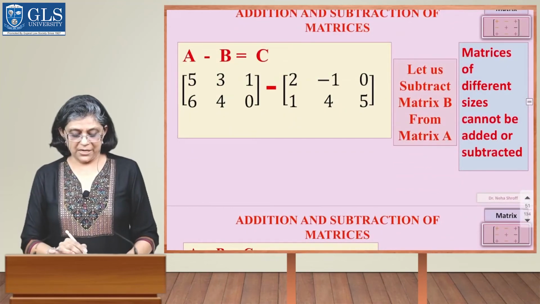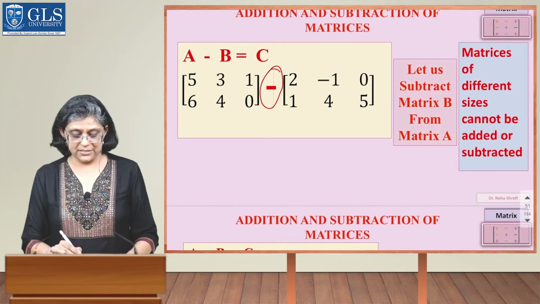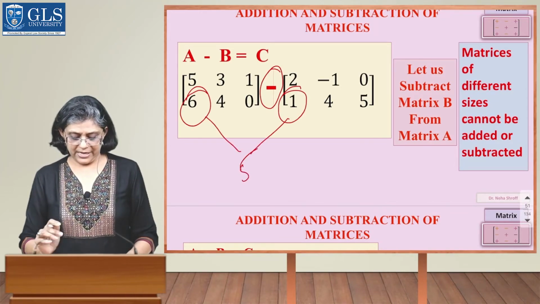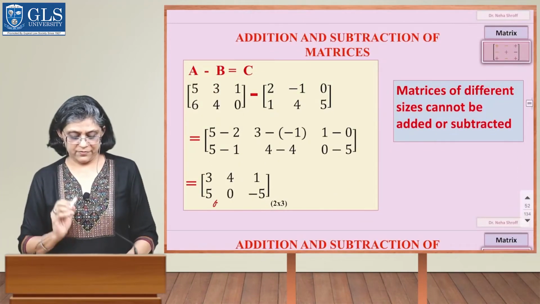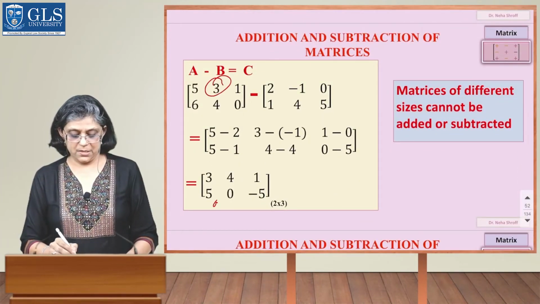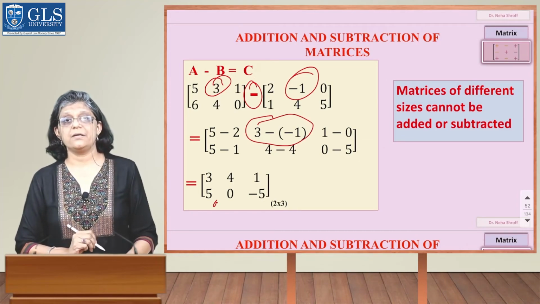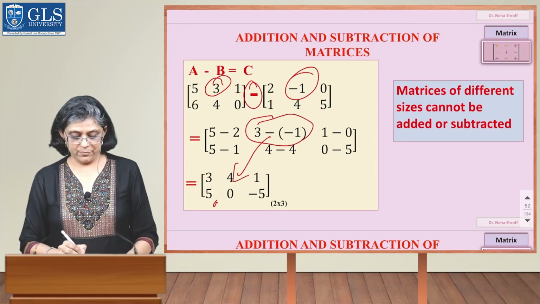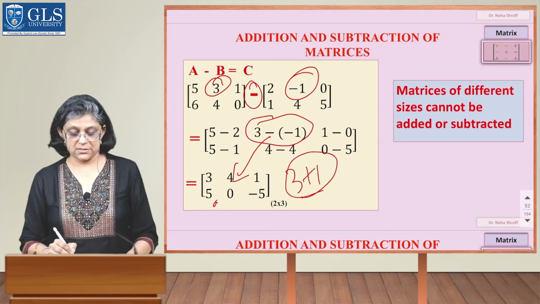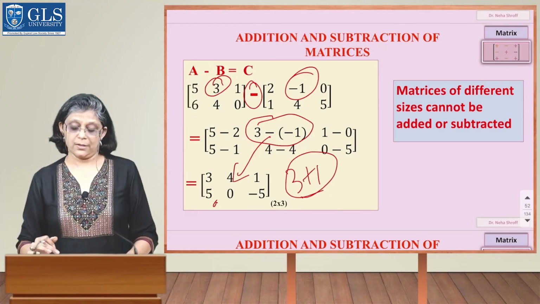Clear? A minus B, again we have understood 5 3 0 2 1 0, बीच में माइनस साइन है, तो 6 minus 1, 5 आएगा, अरे 5 ही है. 3 minus minus 1, so 3 minus minus 1 will give me 3 plus 1, that is equal to 4. Clear?